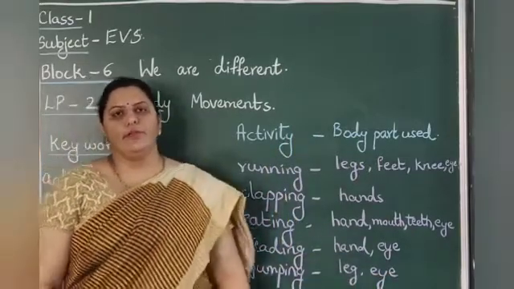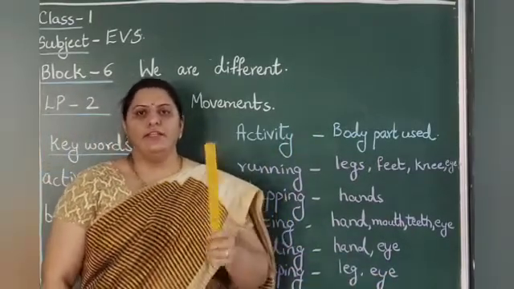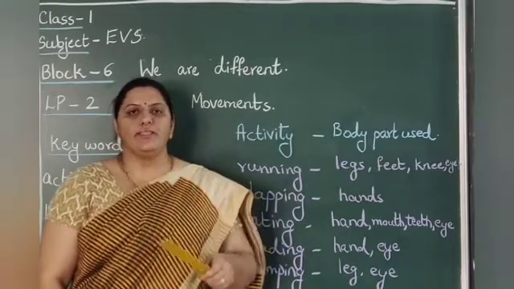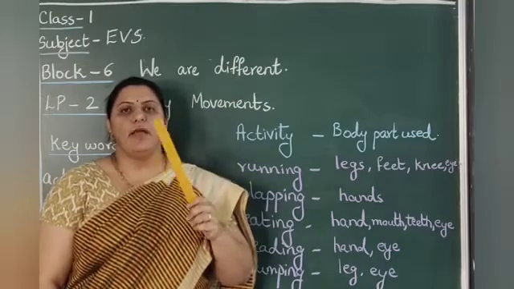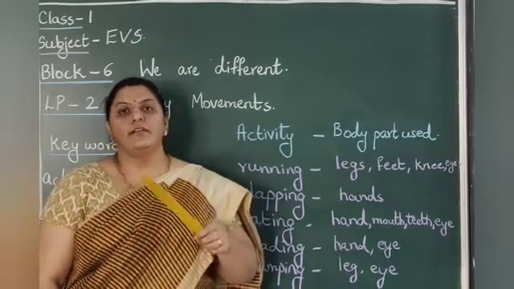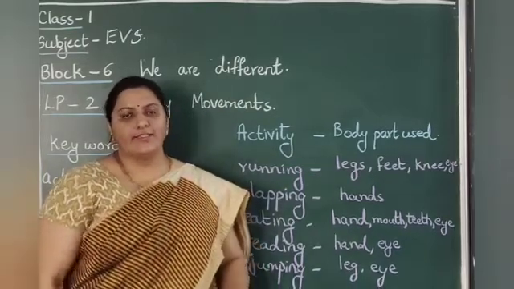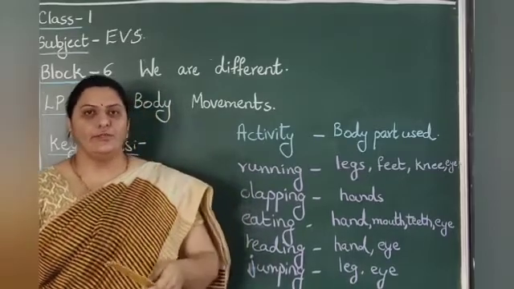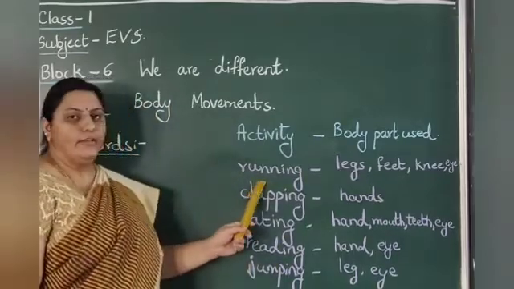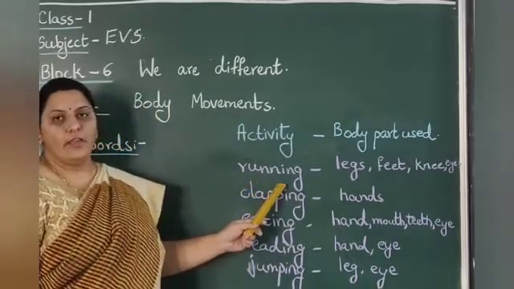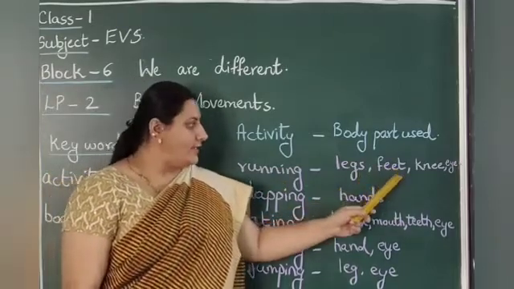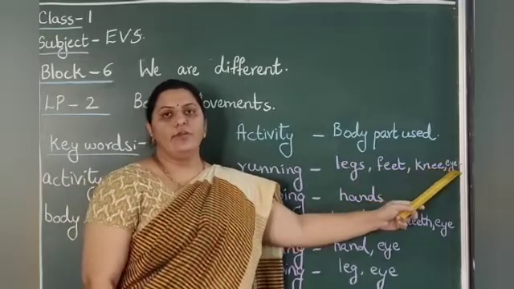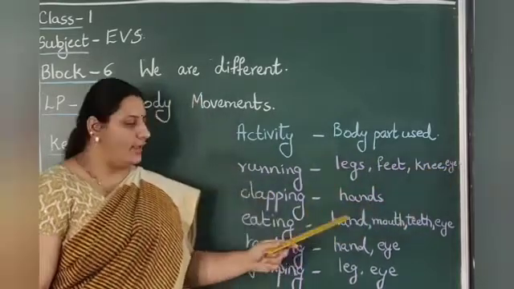Now what am I doing over here, children? I am teaching you. What are the things I am using when I am teaching? I am using my eyes, I am using my mouth, my tongue to speak. Yes, these are my activities, how I teach you. The same way, running. What are the body parts we are going to use for running? We are going to use legs, feet, knee, and we use eyes to see.